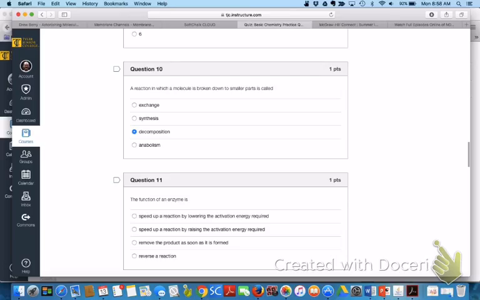All right, question 11. What's the function of an enzyme? It speeds up, but be careful, read the question all the way through. I have two choices here that say speed up. Lowers the activation energy. In other words, it reduces the amount of energy required to have a chemical reaction proceed. Any questions about that?